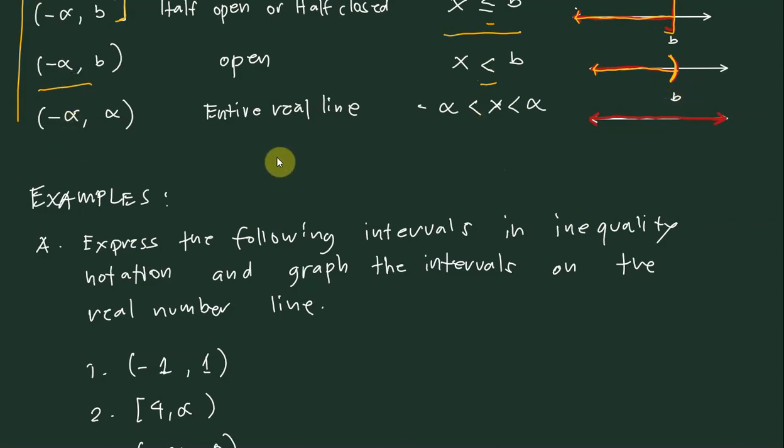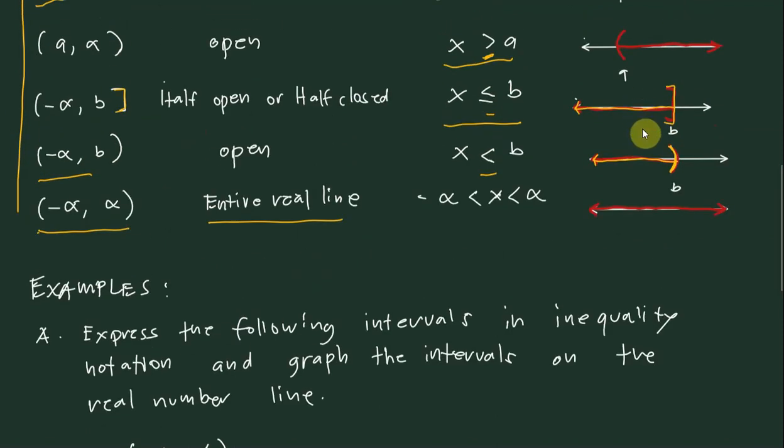Okay, and we have here the entire real number line. You can see here there are no integers that bound on both sides, so it's just a continuum from negative infinity to positive infinity. Okay, so x is greater than negative infinity, and x is lesser than positive infinity. So this is the graph for that.